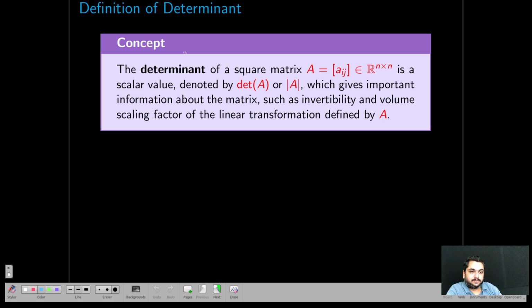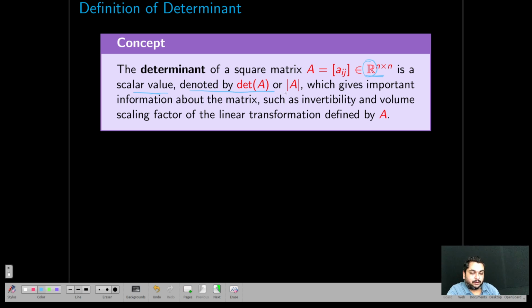Determinant. What is the determinant of a square matrix? Say A belongs to R n cross n. This is the meaning: if there are n cross n elements, a square matrix, then each of the n square elements will belong to the domain of real numbers. The determinant is a scalar value. Scalar means you get some final single value. It's not a vector.